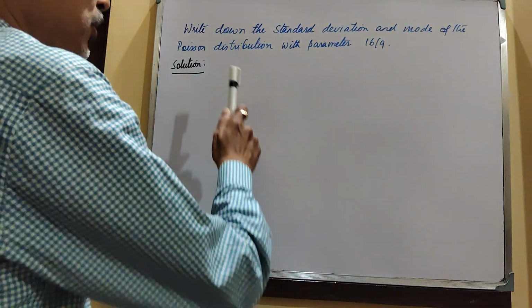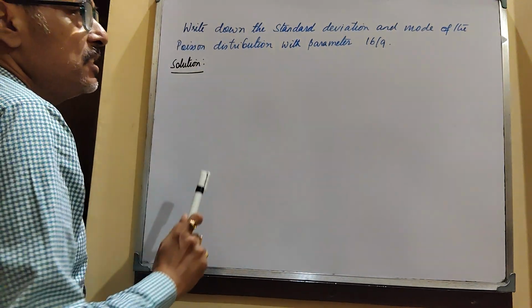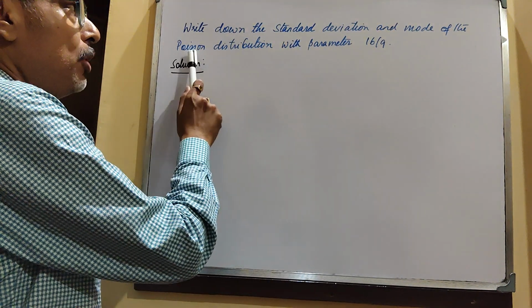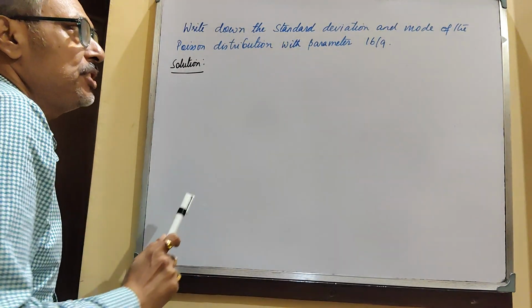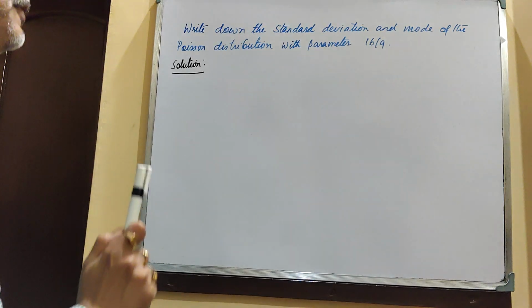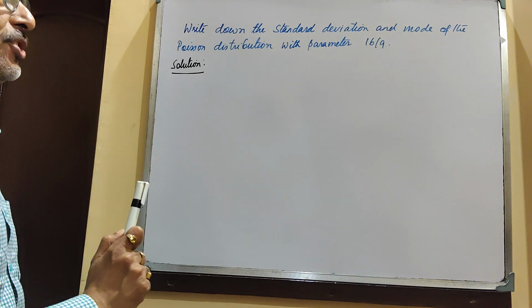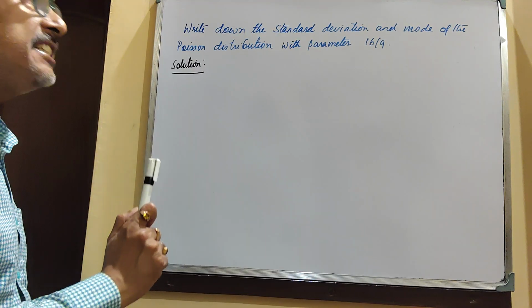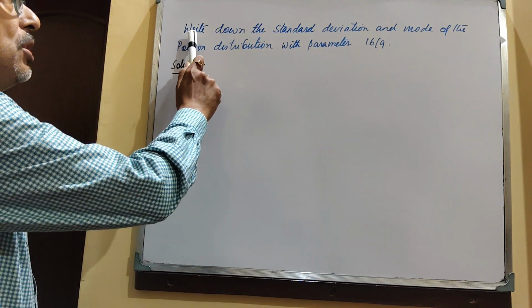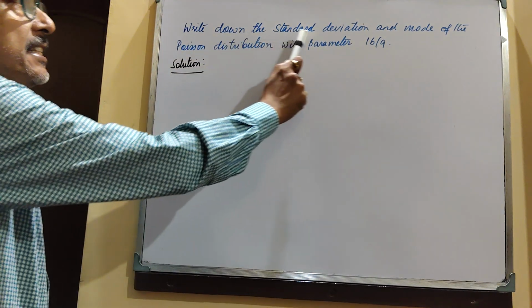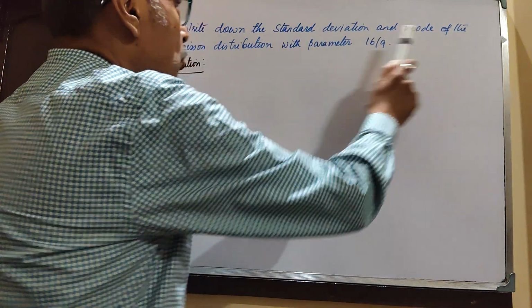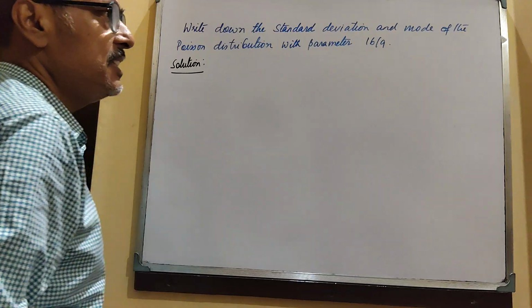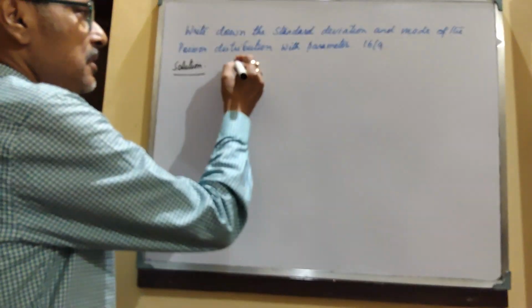Hello, in this video we want to solve this question. This question is from the chapter Poisson distribution. Poisson distribution is one of the probability distributions where x is a random variable, which is a discrete random variable. Write down the standard deviation and mode of the Poisson distribution with parameter 16 by 9.